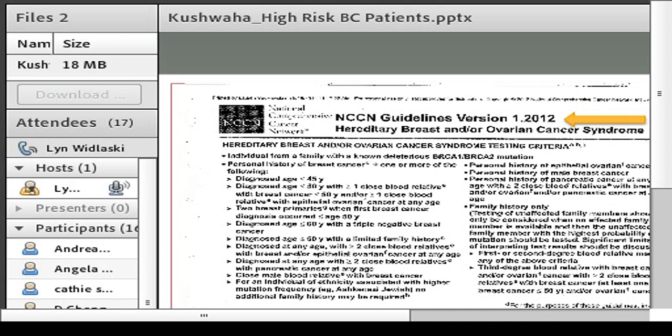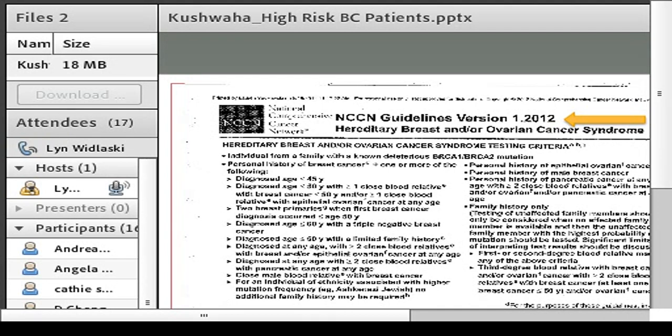And this is: you were diagnosed at less than 45 years old; you were diagnosed at less than 50, and at this time you had a close relative with breast cancer also diagnosed over 50, plus one other, a relative with ovarian cancer. Or you had two breast primaries in the same woman, and the first had to be diagnosed under 50. Or if you're diagnosed with breast cancer under 60 but it is triple negative breast cancer.